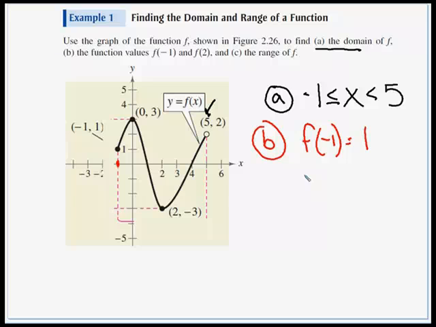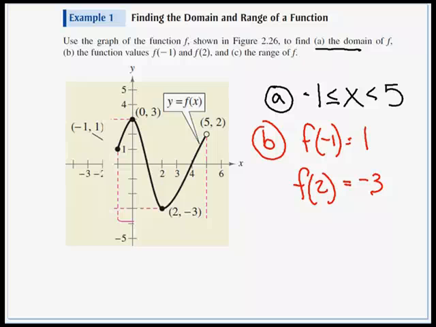Now we're also looking for part B, f of 2. So we go to our next value of 2, we look up, the function's not there, but if we look down, there it is. And we hit it and look over to the y-axis, that's at a height of -3. So f of 2 is equal to -3.